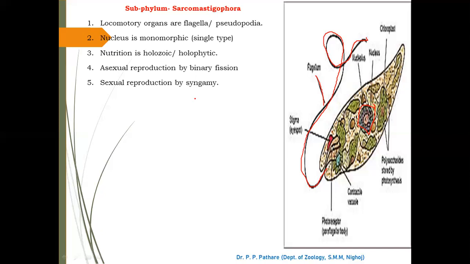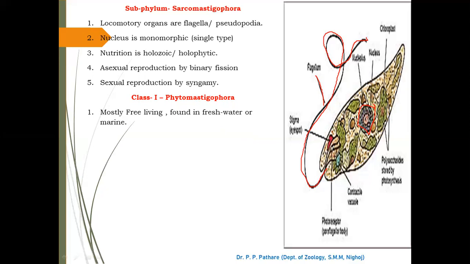Now in sexual reproduction, they show syngamy, which is also called fertilization. Syngamy or sexual reproduction includes the temporary or permanent, complete fusion of two haploid gametes to form the diploid zygote. This type of reproduction is observed in Sarcomastigophorans. The Sarcomastigophora again show some classes.